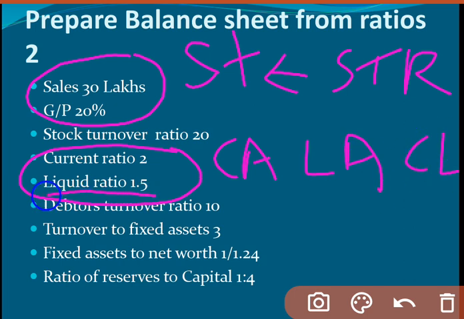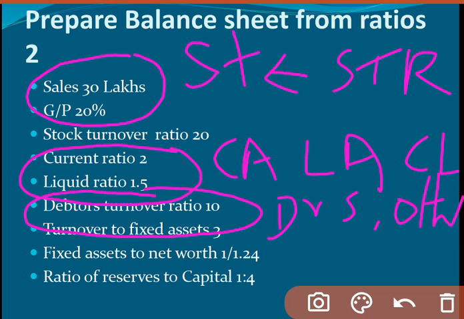Then you have to look at another item related to current assets, that is the debtors turnover ratio. Based on this value, we can find the value of debtors. Then look at the problem to see whether there are any other items related to current assets. If there is no other item, we write another item as other current assets. That is, from the total current assets, find stock and debtors, and the balance will be other current assets. Then look at the question to see what other item is giving a hint.